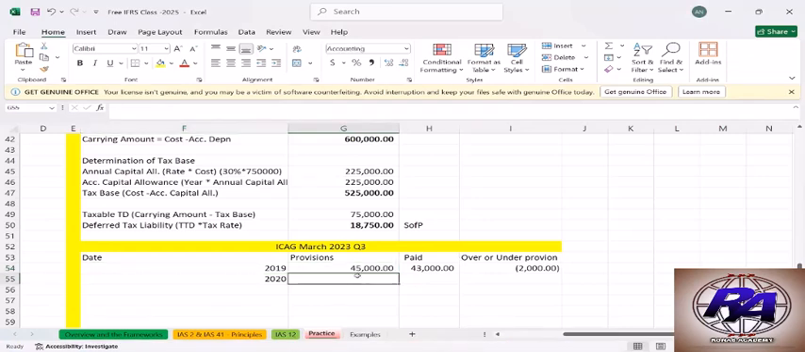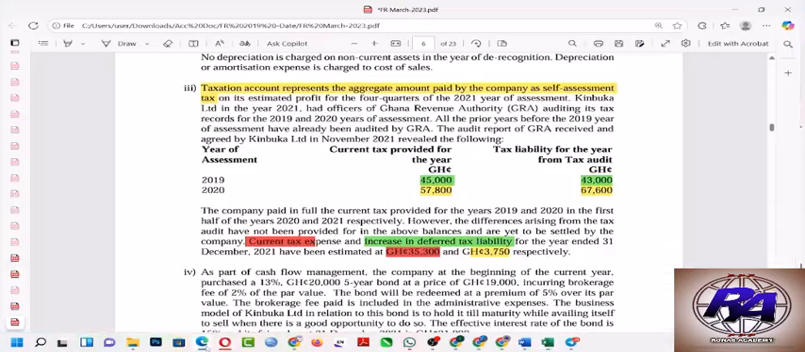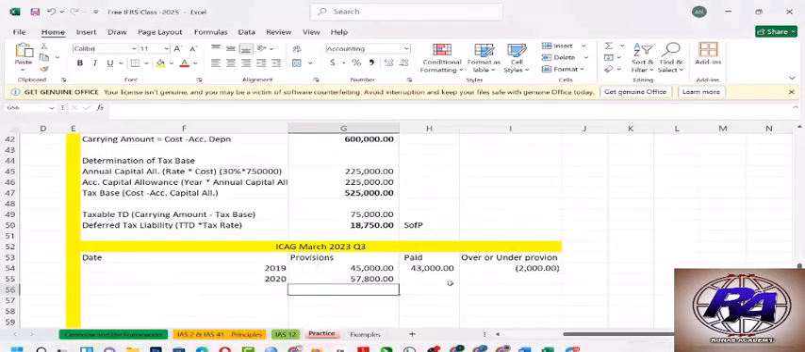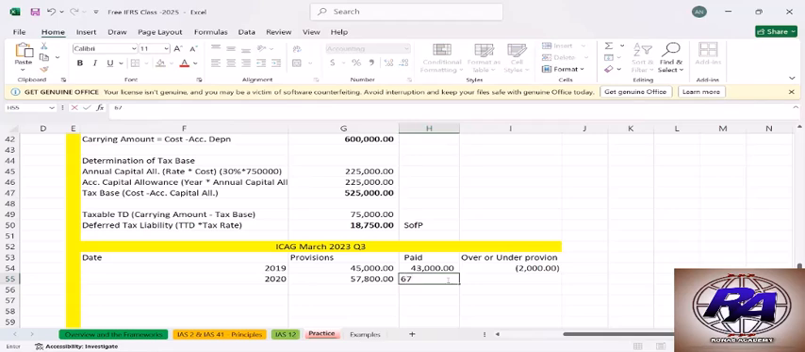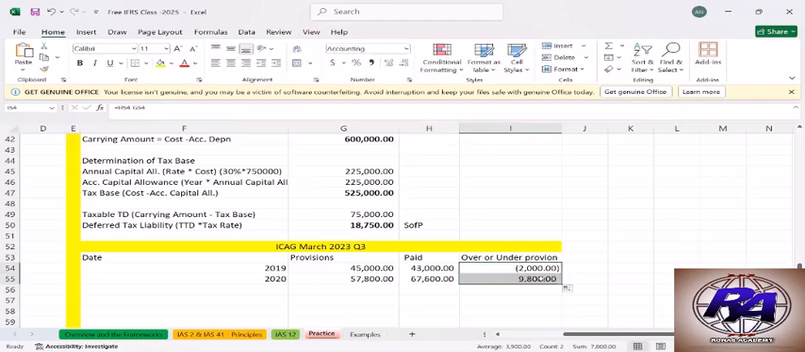57,800 is the provision we made, 7,800. And what we actually paid is 67,600. And you can see that this is going to give us an under provision. So for this one it should be positive.